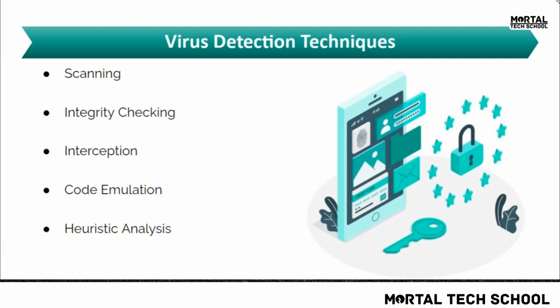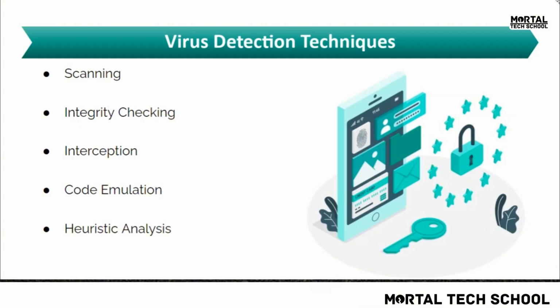The next is integrity checking. Integrity checking products work by reading the entire disk and recording integrity data, which then acts as a signature. Next is interception. The interceptor monitors the operating system requests that are written to the disk.